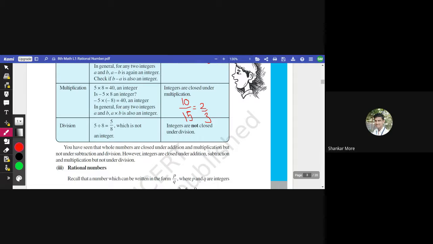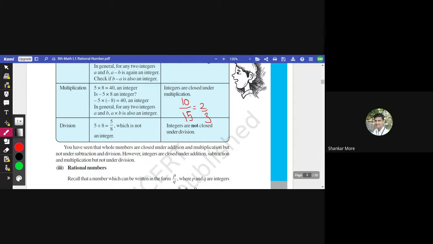हम कब बोलेंगे कि it is closed under division or multiplication or whatever? जबकि किसी भी value के लिए वो property prove होनी चाहिए. Are rational numbers not included in integers? See, integers are included in rational numbers, but rational numbers are not. Are you getting my point? मतलब integers को हम rational numbers कह सकते हैं, but rational not necessarily कि सारे rational numbers integers हो.